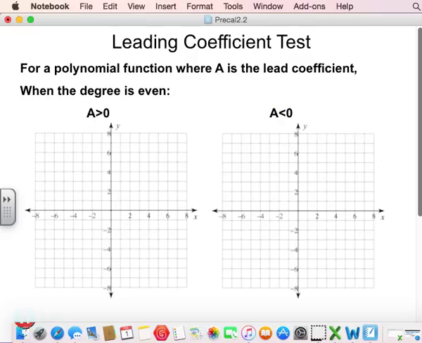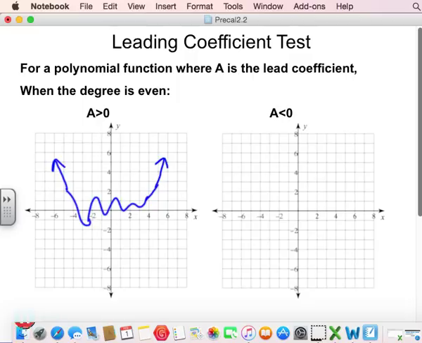So when we look at a lead coefficient, two situations could happen. Either the degree is even, like x squared, x to the 4th, x to the 6th, or the degree is odd, x to the 3rd, x to the 1st, x to the 5th, all those odd numbers. When the degree is even, if a, the lead coefficient, is positive, more than 0, then the end behaviors are going to go up and up. The ends of the graph are going to end going up and up. There could be all kinds of curves in here, but we know it's going to end going up and up on the ends of the graph.